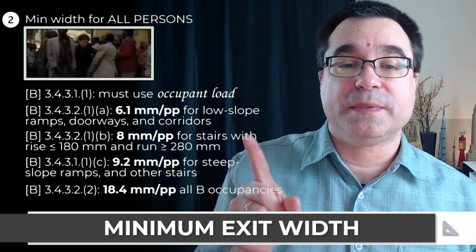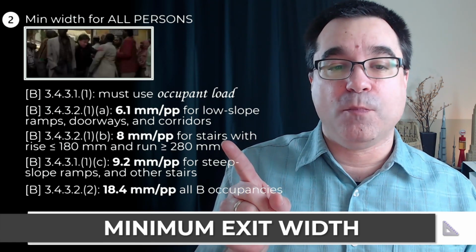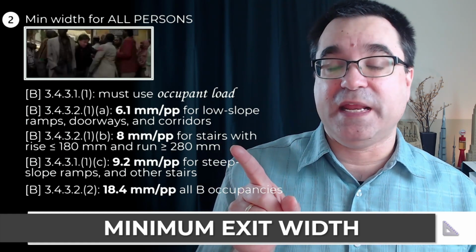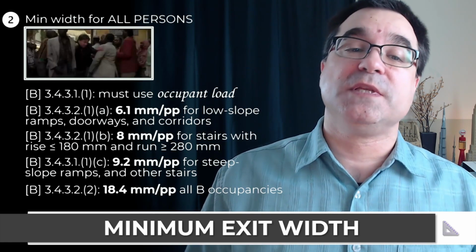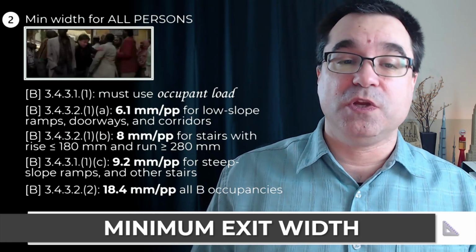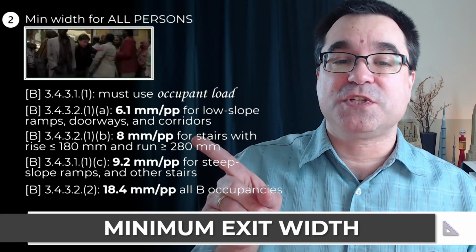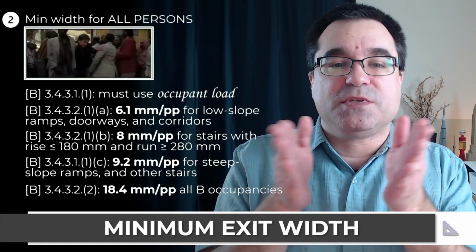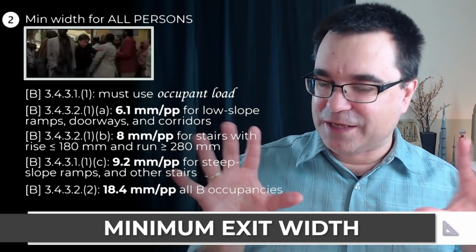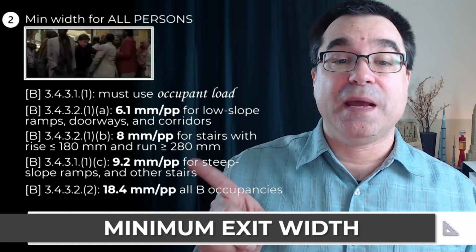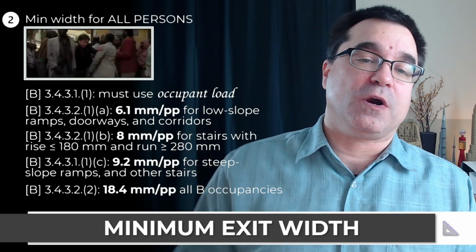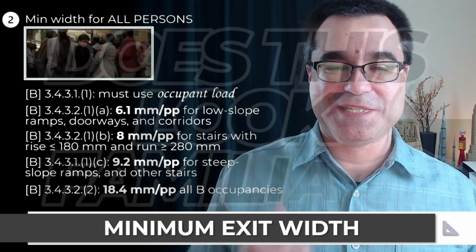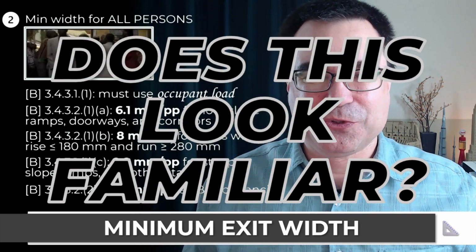If we're looking at the requirements for stairs that have a rise of not more than 180 millimeters and a run not less than 280 millimeters, then according to the requirements of clause 3.4.3.21b, each person gets 8 millimeters. Finally, for steep slope ramps and all other stairs, each person gets 9.2 millimeters based on the requirements of clause 3.4.3.11c. Does this look familiar to you?